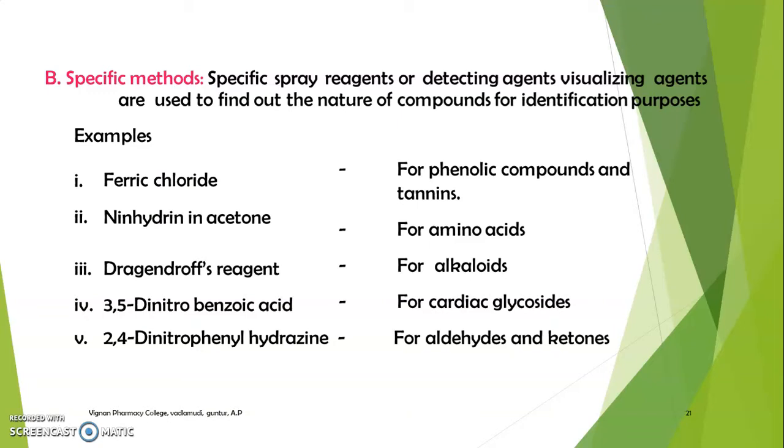For example, for phenolic compounds or tannin compounds, we use ferric chloride spray. For amino acids, ninhydrin in acetone. For alkaloid compounds, Dragendorff's reagent is used. For cardiac glycosides, 3,5-dinitrobenzoic acid is used. For aldehyde and ketone compounds, 2,4-dinitrophenylhydrazine is used.